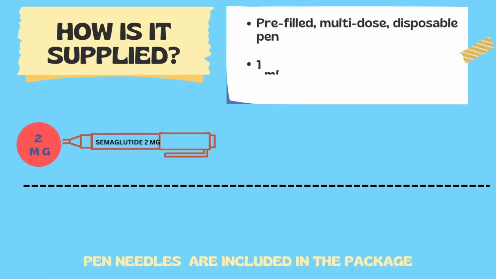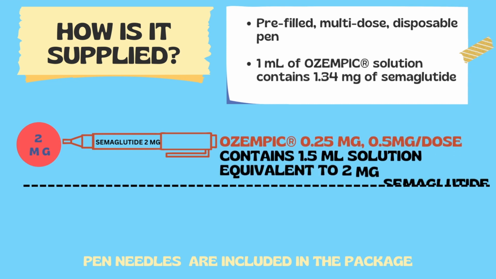Alright, so how is Ozempic or semaglutide supplied? Well, it's supplied in pre-filled, multi-dose, disposable pens. Once you use it, you dispose of them, and generally you'll dispose of them at a pharmacy.